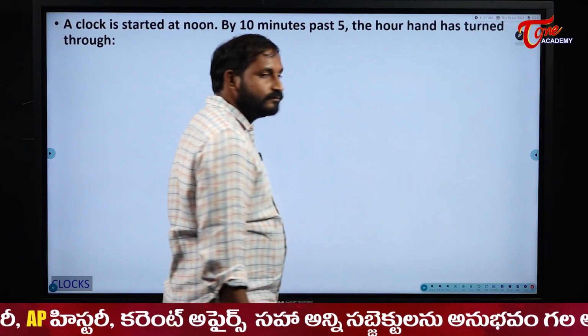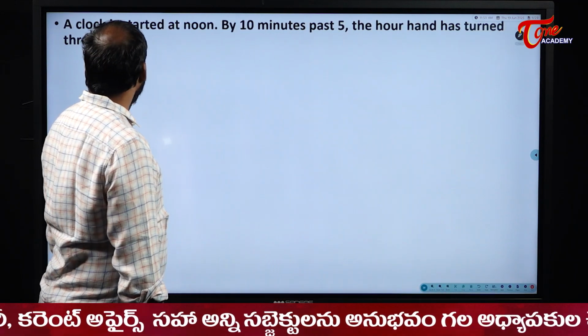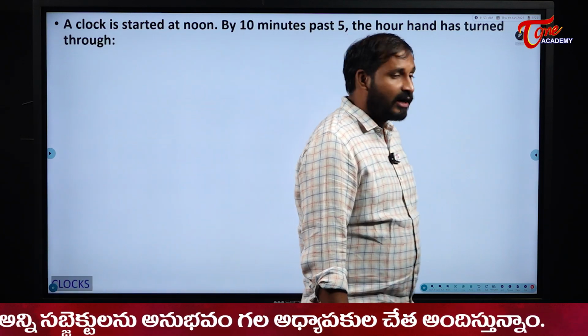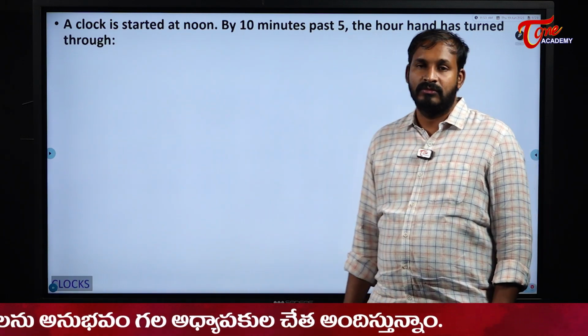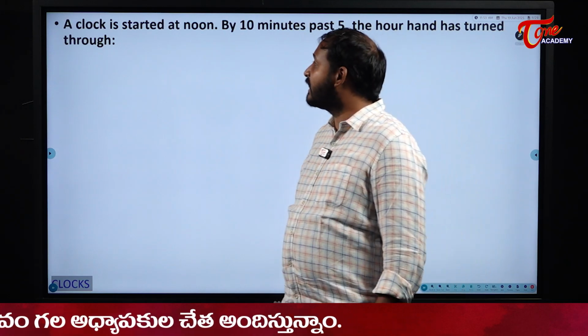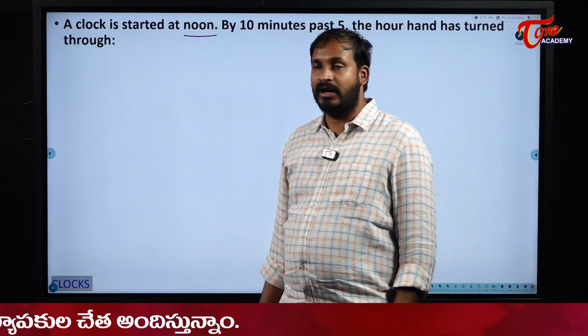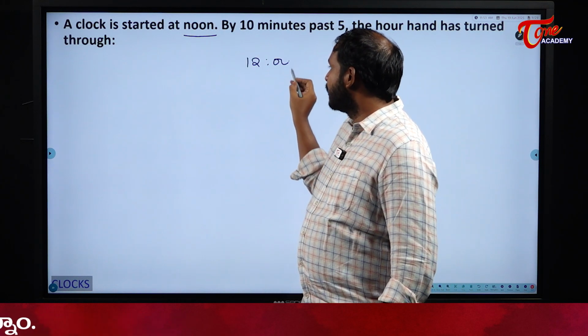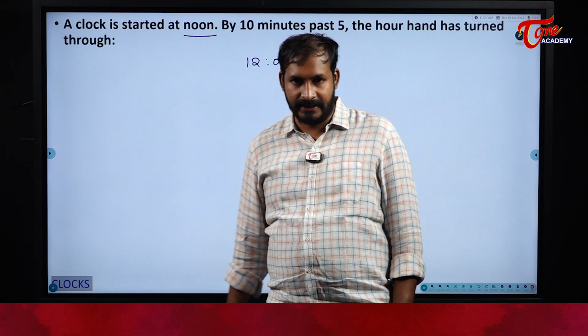Next one. A clock is started at noon. By 10 minutes past 5, the hour hand has turned through. Similar one. Now it started at when? 12 noon. That means 12 p.m.